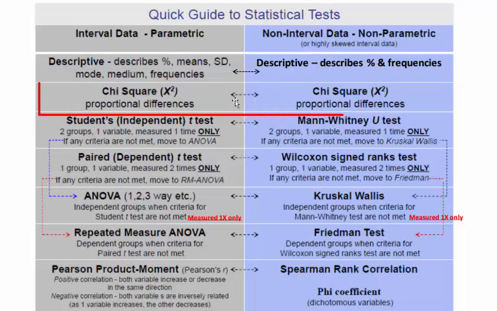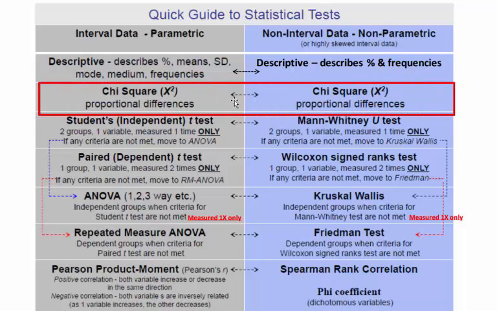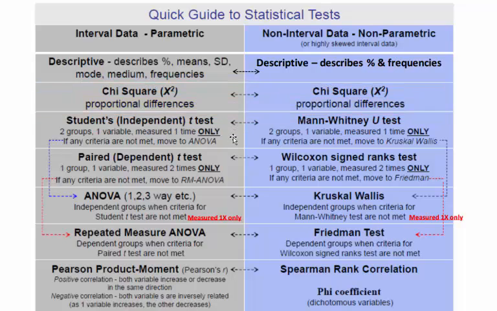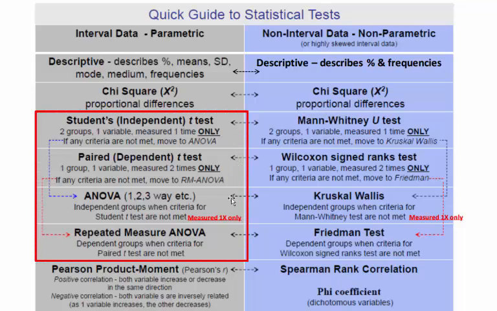The chi-square is a comparative statistic. The key word in any exam that I give is proportional. And again, the chi-square can be used with parametric data and non-parametric data. The independent t-test, the paired t-test, the ANOVA, and the repeated ANOVA, these four tests are comparative statistics.